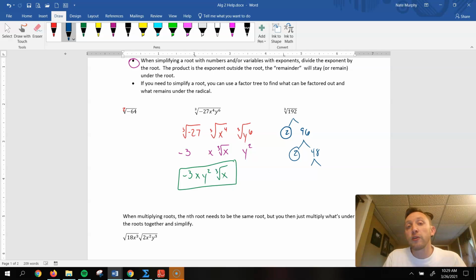So you can do 4 and 12. You can do 6 and 8. It really doesn't matter. I'll do 6 and 8. And then 6 breaks down to be 2 times 3.